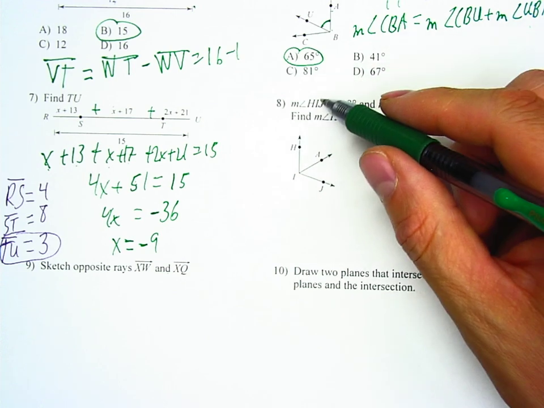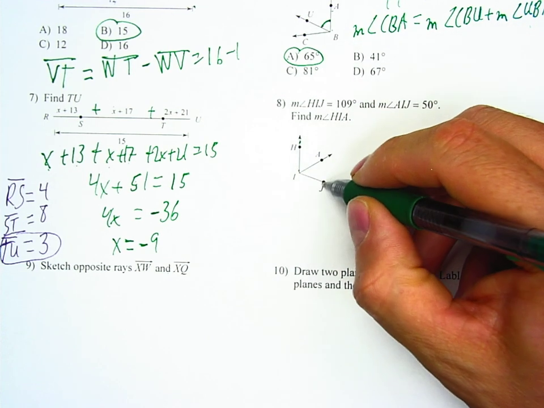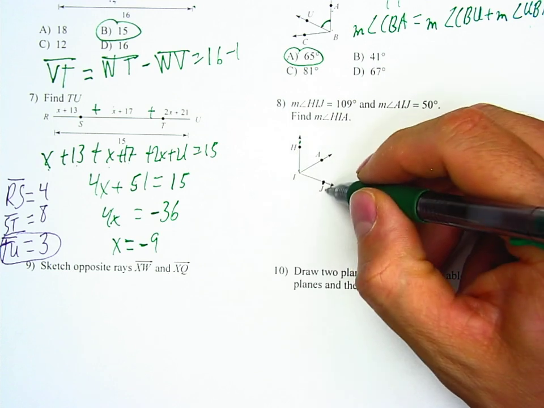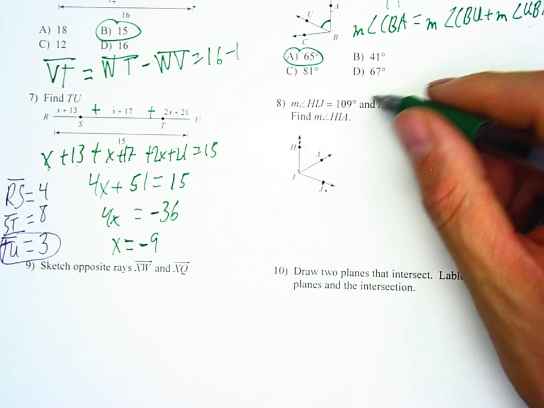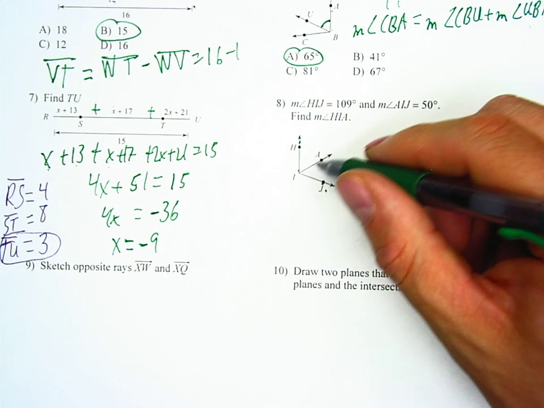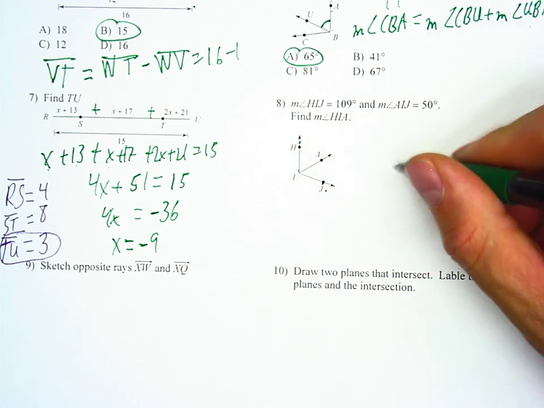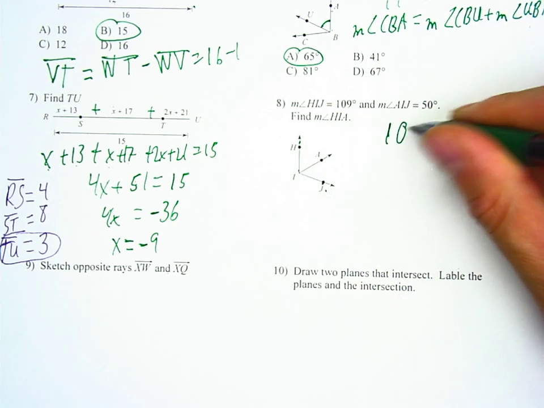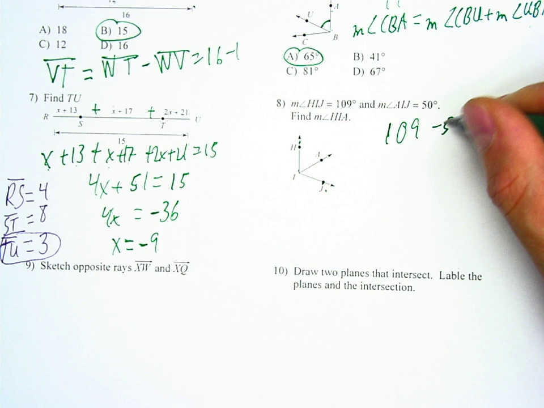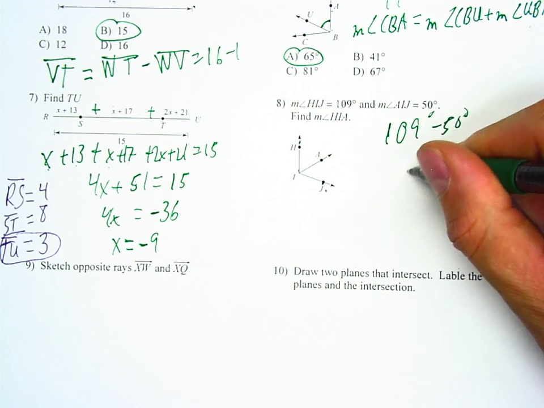All right, next one, measurement of HIJ. HIJ is the entire angle, is 109. The measurement of AIJ is the smaller portion. So I'm going to subtract these two. 109 minus 50 degrees is equal to 59 degrees.